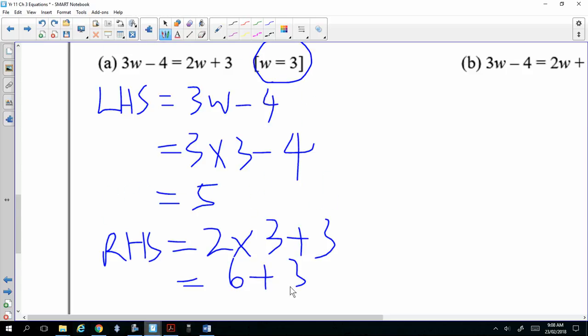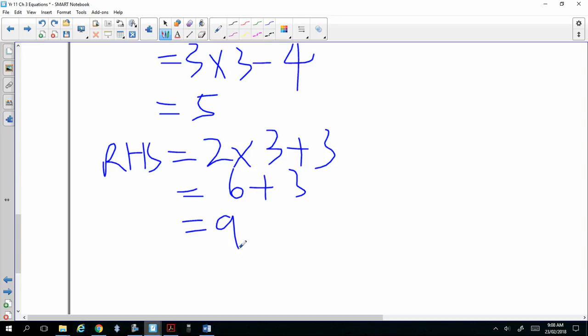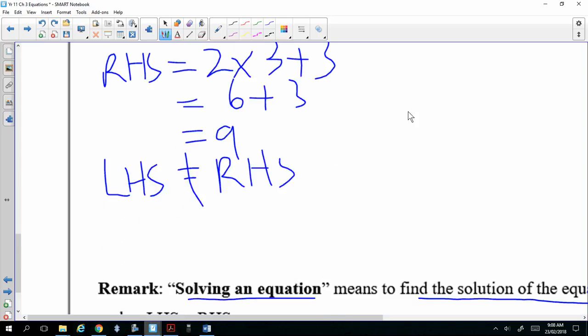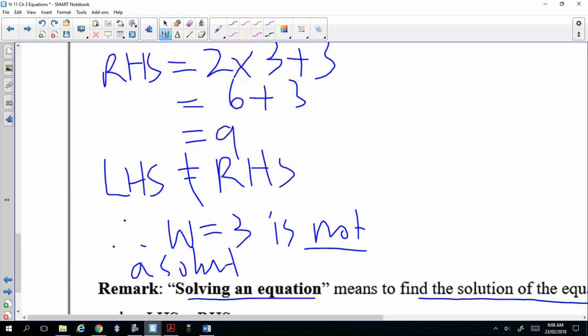So they don't agree with each other. They must agree for it to be a solution. If they don't agree, we say it is not a solution. So we say, therefore, w equals 3 is not a solution to the equation. And you should try the next question with the same working out.